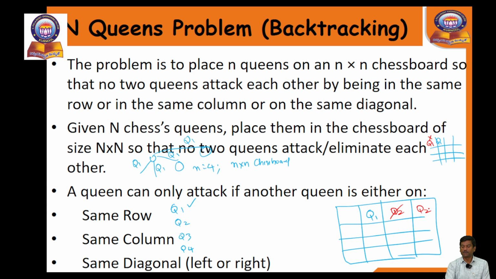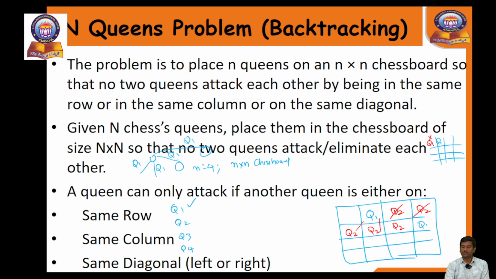Queen 2 cannot be placed here because it comes under attack with queen 1. Similarly, queen 2 cannot be placed here because these two queens will be under attack. And queen 2 cannot be placed here because these two queens come under attack. So what is the next arrangement that we can do?